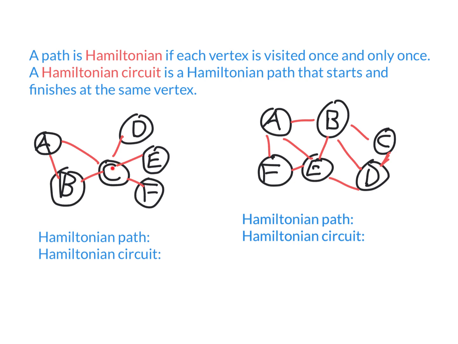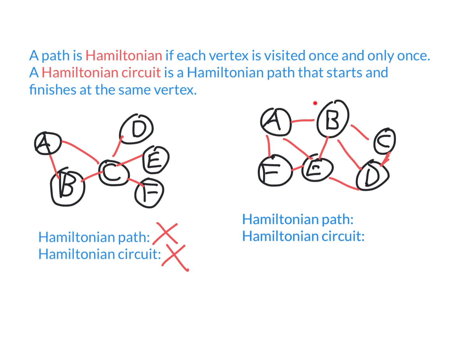If I end up at C at some point and want to go to D, the only way I can go back and visit E, I'd have to go to C again and then to E. It's just not going to be possible. If a Hamiltonian path is not possible, certainly a Hamiltonian circuit is not going to be possible. A Hamiltonian circuit is a type of Hamiltonian path.